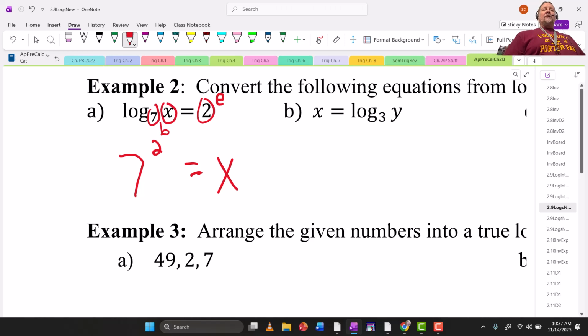Okay, and then remember, I'm just putting the positions. B, E, and A. 7 is the base, 2 is the exponent, x is the answer. So this is how I change this back to an exponential. All right, 3 is the base, x is the exponent, y is the answer. So again, get rid of the word log. The 3 positions switch to their regular exponential positions.